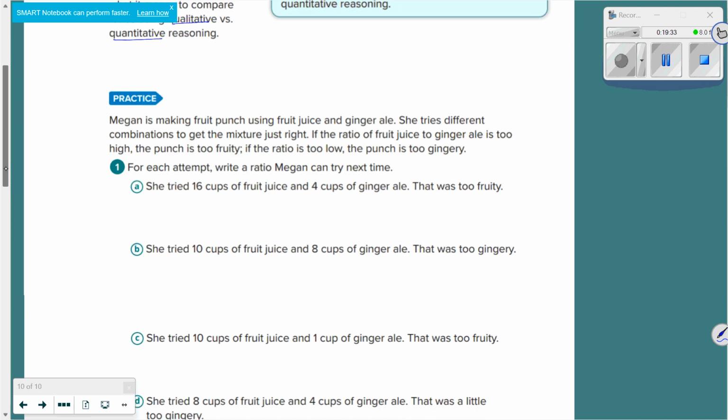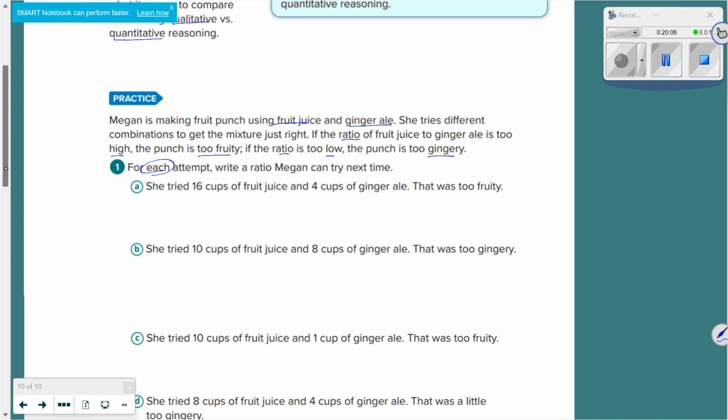Megan's making a fruit punch using fruit juice and ginger ale. She tries different combinations to get the mixture just right. If the ratio of fruit juice to ginger ale is too high, the punch is too fruity. If the ratio is too low, the punch is too gingery. Okay? So in other words, if I have a high fruit juice, this is why this one gets really complex. Attention.